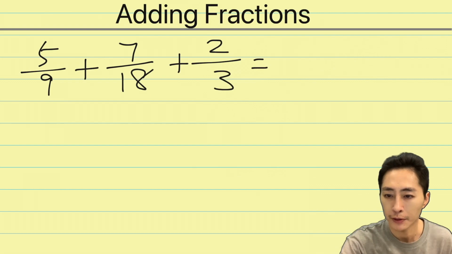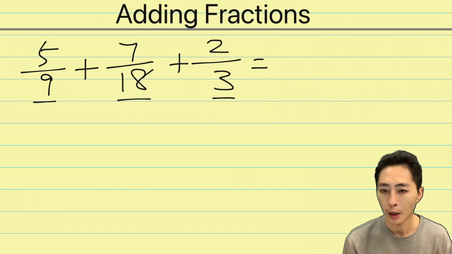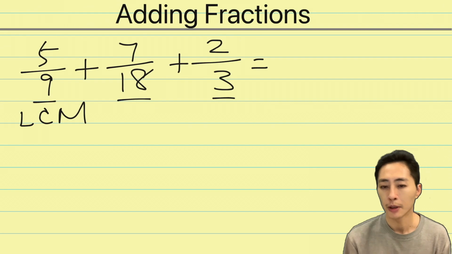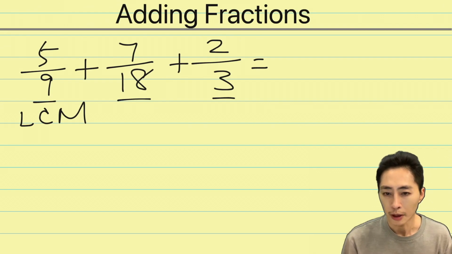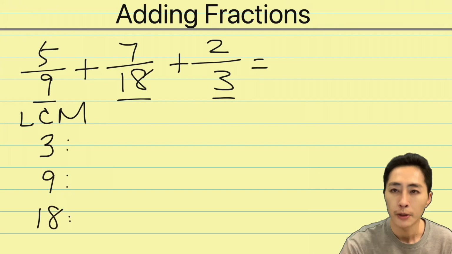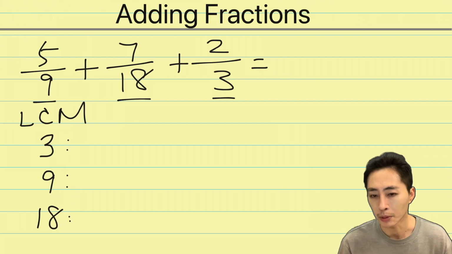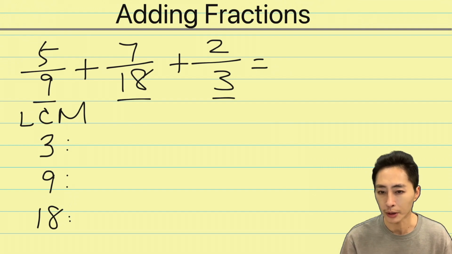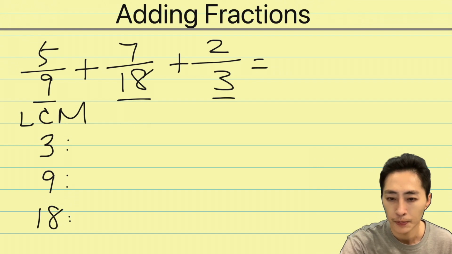So now that we have three different denominators, how will we get the common denominator? We're looking for the LCM, the least common multiple. So if we list them out, we have 3, we have 9, and we have 18. What we're looking for here is the least common multiple for all three numbers. In the previous example, we had only two fractions, so we were only looking for the LCM of two numbers. But now all three of the denominators have to be the same in order for us to add the numerators together. So let's go down the list.